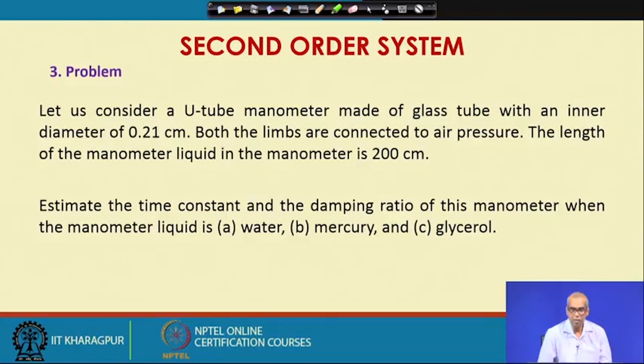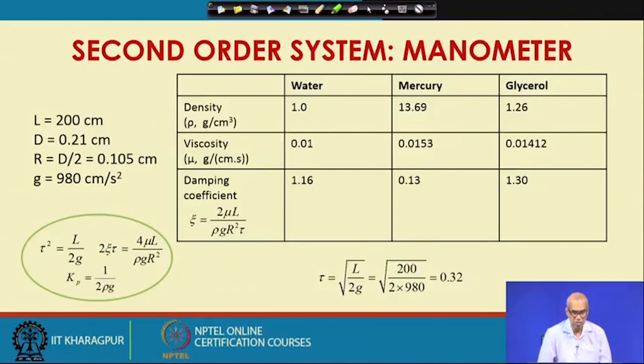So, the information that is given is the diameter of the manometer tube and the length of the manometer liquid, and we have to find out the time constant and the damping ratio of the manometer for 3 different types of manometer liquids. So, we need the density values for these manometer liquids, you also need the viscosity values for these manometer liquids. So, let us imagine we have found out these values from literature, density of water, mercury, glycerol, viscosity of water, mercury and glycerol.